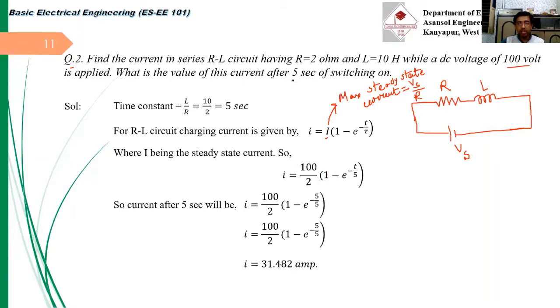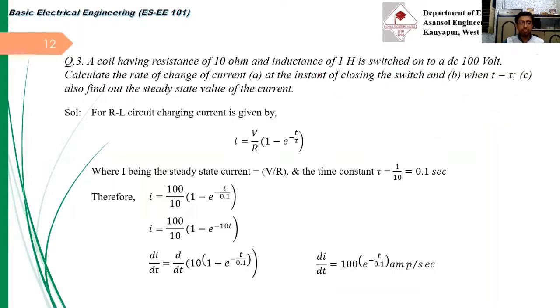So that is 100 divided by 2 into 1 minus e to the power minus t by 5. The t value is given as 5 seconds. Put the value t as 5, so e to the power minus 1. Okay, so put these values in the calculator. You will get 31.482 ampere will pass after the 5 seconds of switching on. Okay. Next, question number 3.